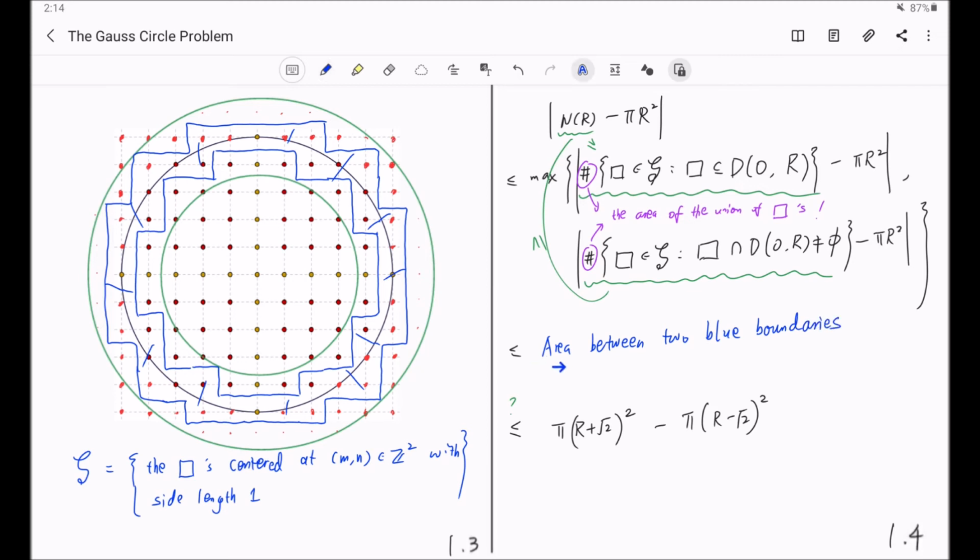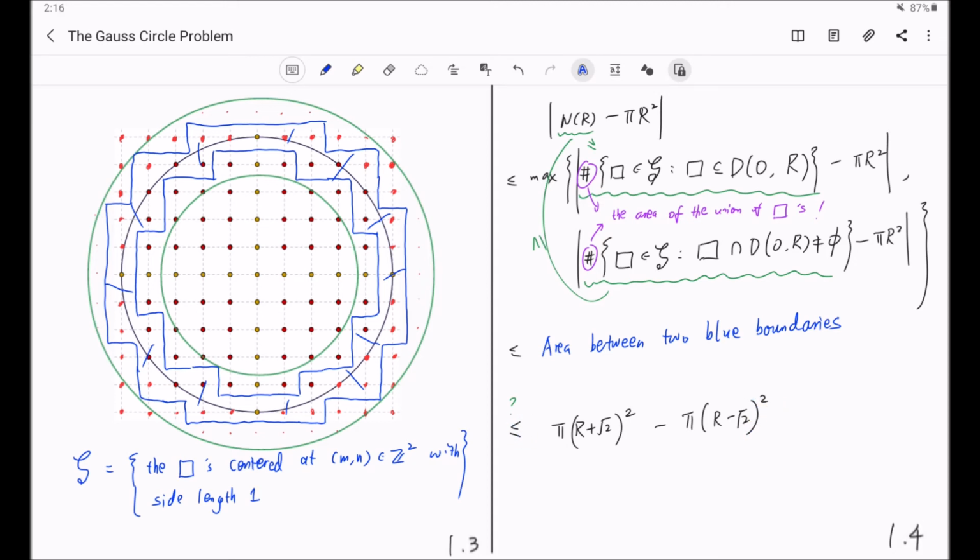And this area is again bounded by the area squeezed between those two green circles, namely the area of this annulus, which is precisely pi times (r plus square root of 2) raised to the power 2, minus pi times (r minus square root of 2) squared.